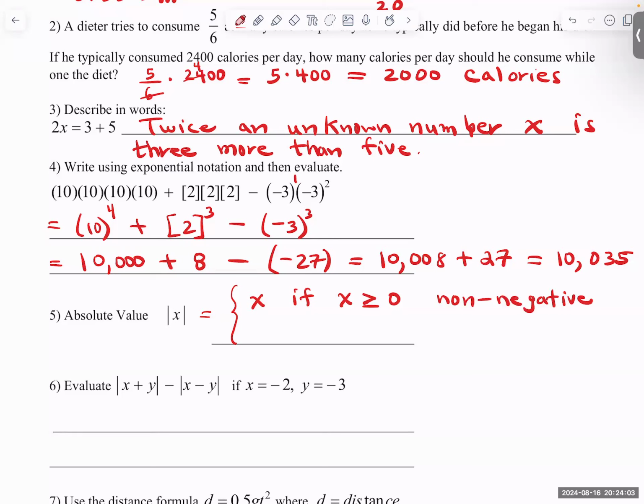Otherwise, if the argument or number inside is a negative number, then the absolute value is the opposite of the negative number, if x is less than 0. So again, we say this is a piecewise defined expression, defined piecewise in 2 pieces.